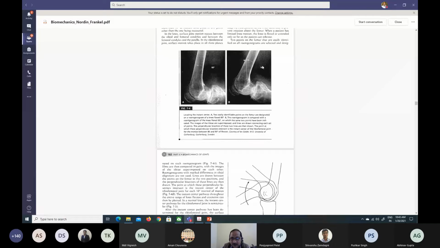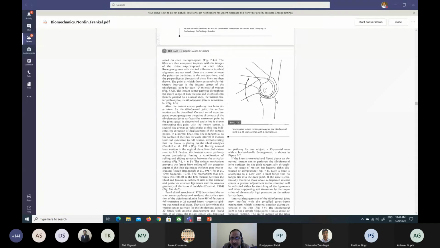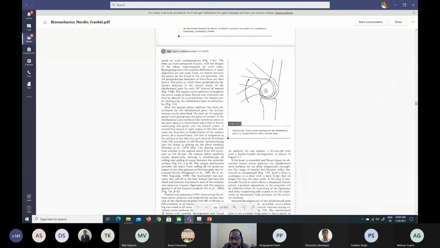So if you go on calculating for these 10 degree steps, you will end up finding the locus of the instantaneous center of the femoral condyles during flexion extension. This is basically a semicircle, as you can see here from the figure, showing that the instantaneous center of rotation of this femoral condyle is changing from one point to the other in steps of 10 degrees.